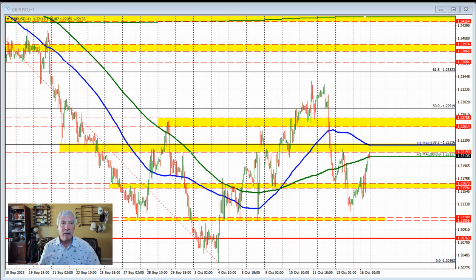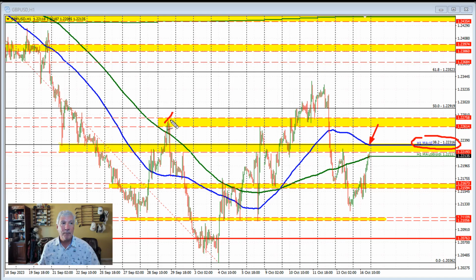On the top side, like the euro versus US dollar, we do have the 100-hour moving average, and also it corresponds with the 38.2% retracement. The same story that we saw in the euro versus US dollar. So two technical levels are in play at the 1.22316 level. Get above that level and it opens the door for further upside.